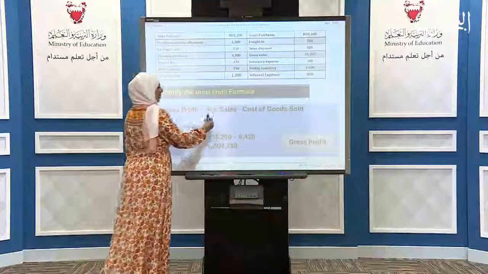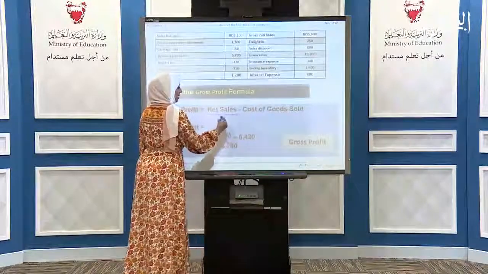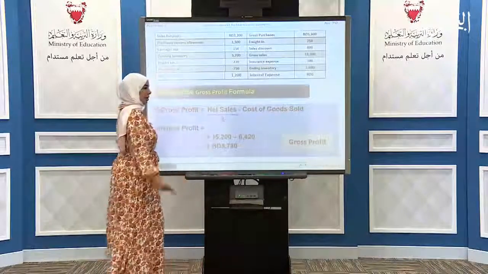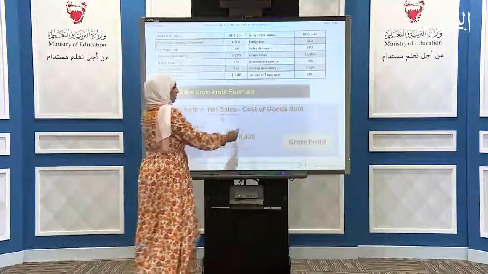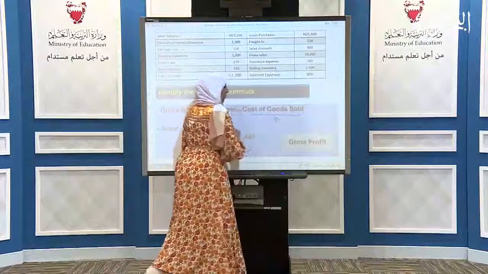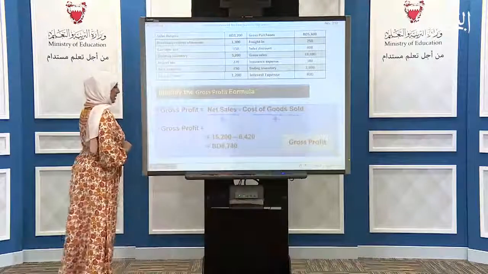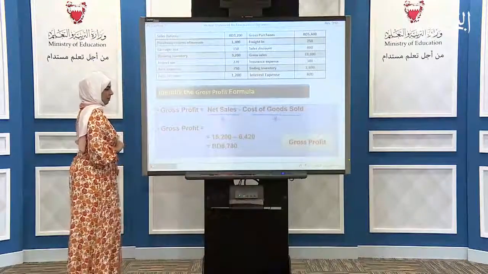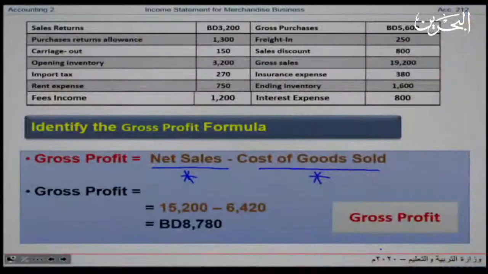I should take the net sales, which I found at the beginning of our calculation, and subtract the cost of goods sold. Also, I found it before in the previous slides. So I will take the two figures, 15,200, and I will subtract from it the cost of goods sold, 6,420, and I will get the gross profit for the same company.